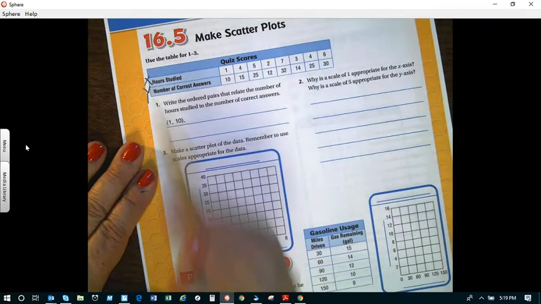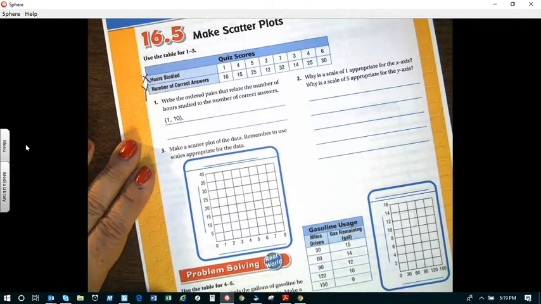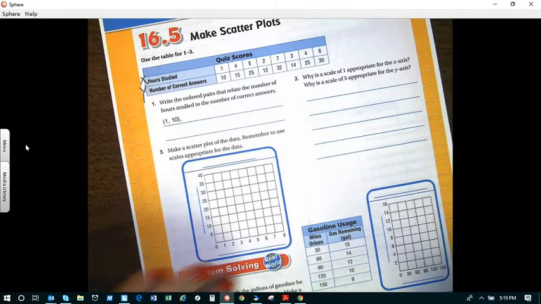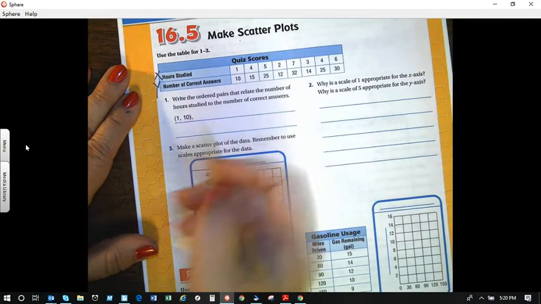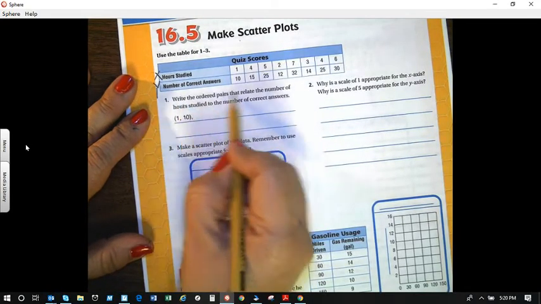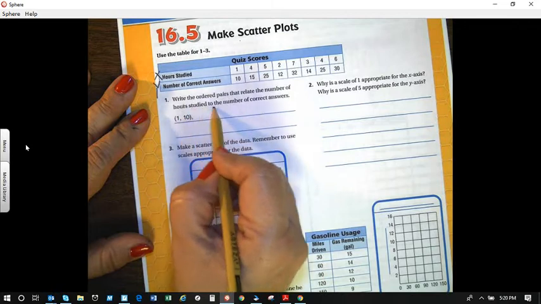We're at 16.5, make scatter plots, on pages 599 and 600. Can't believe we're almost done. We just have one more unit and we're finished. All right, let's take a look at number 1. Write the ordered pairs that relate the number of hours studied to the number of correct answers.